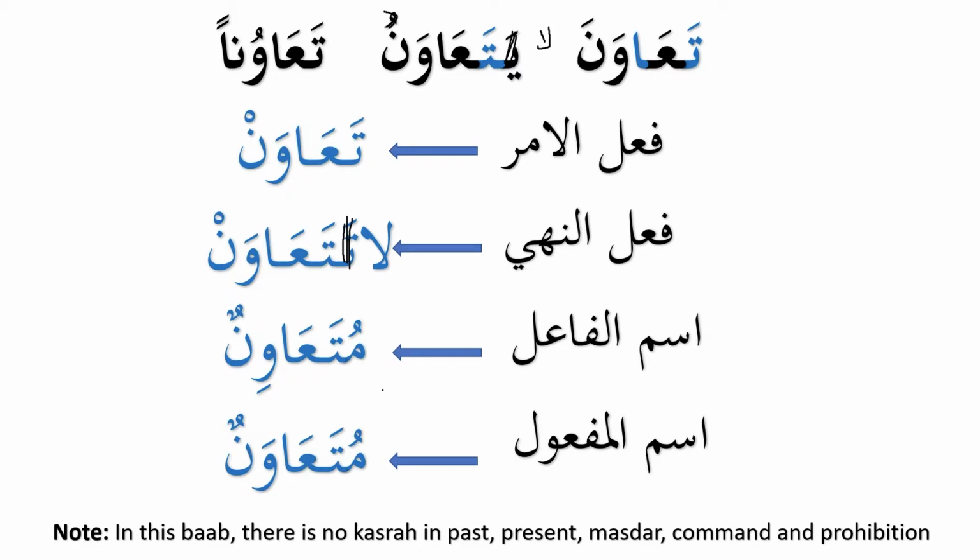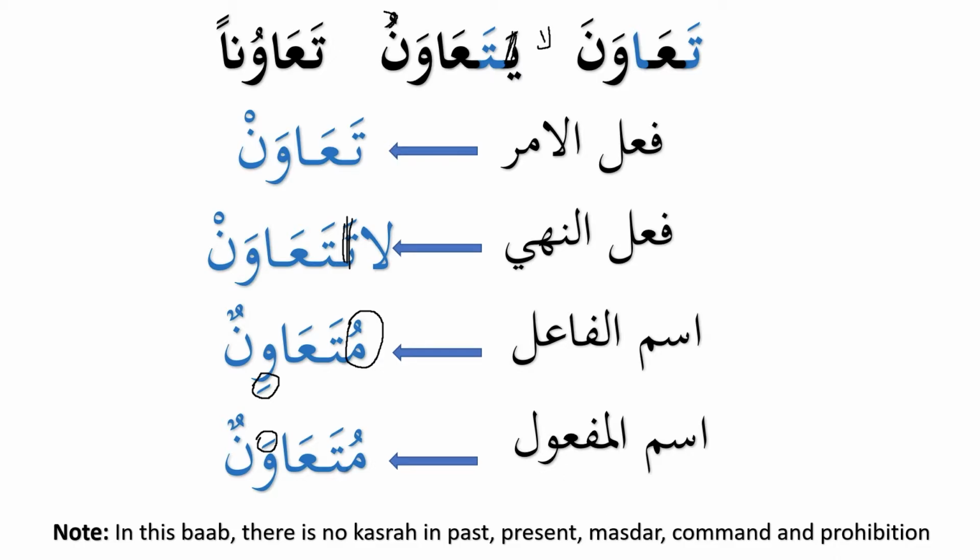Ismul fa'il will be muta'awinun, as we know that in all the derived forms from 2 to 10, ismul fa'il and ismul maf'ul start with mu, and then the second last letter, if it takes kasra, then it will be ismul fa'il, and if the second last letter takes fatha, then it will be ismul maf'ul. So muta'awinun is the person who cooperates, and muta'awan is the person who is cooperated with.